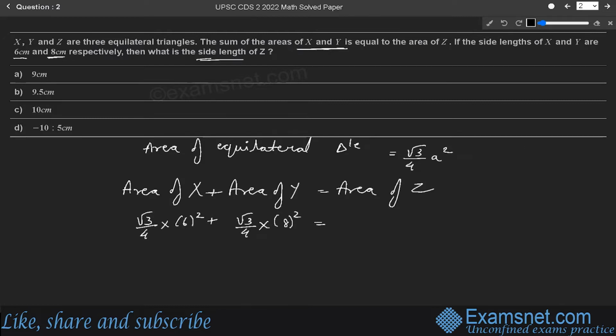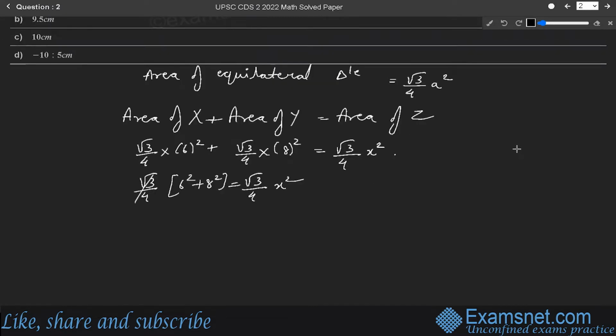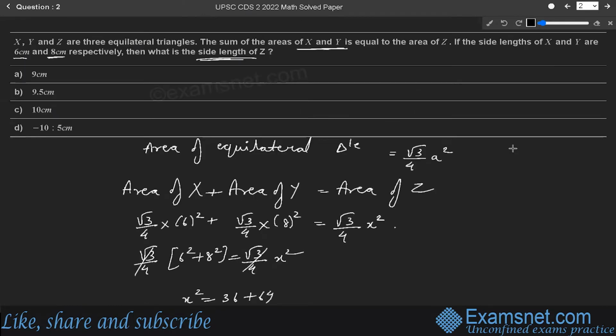See, we don't know the side length of Z. So let the side length of Z be x. So it will be root 3 by 4 into x square. Now from here, taking root 3 by 4 common, it will be 6 square plus 8 square is equal to root 3 by 4 into x square. Root 3 by 4 and root 3 by 4 will be cancelled. So x square will be 36 plus 64. x square will be 100 and x will be equal to 10. So this is the side length of the triangle Z. Therefore, we can say that option C is the correct option here.